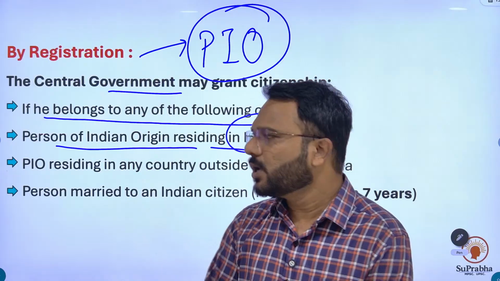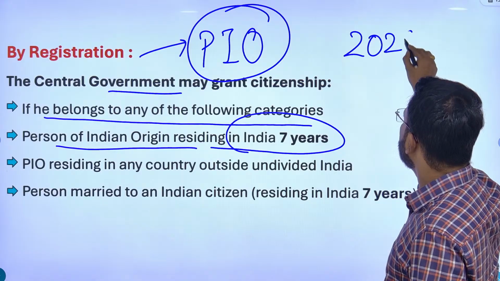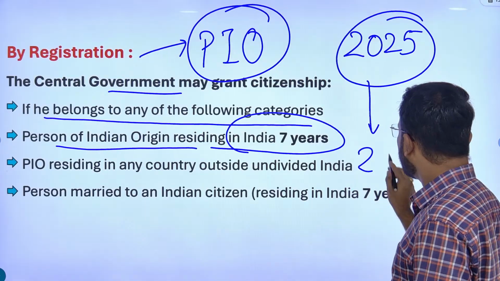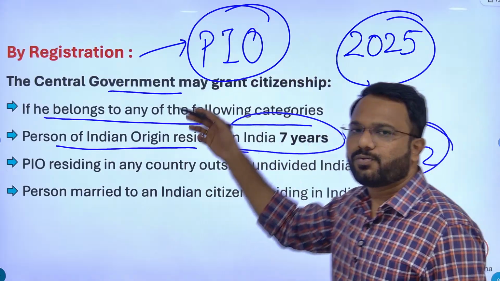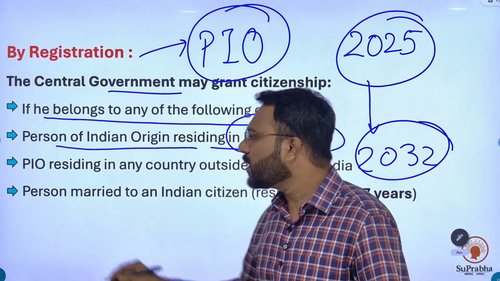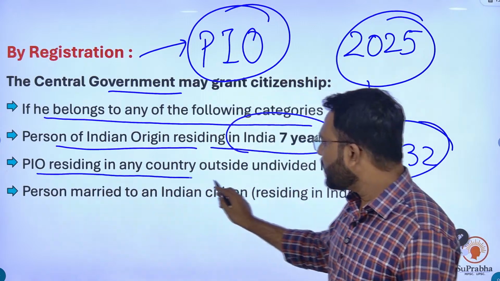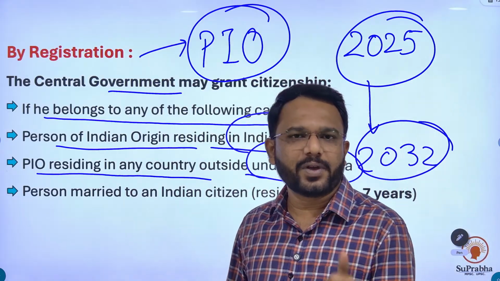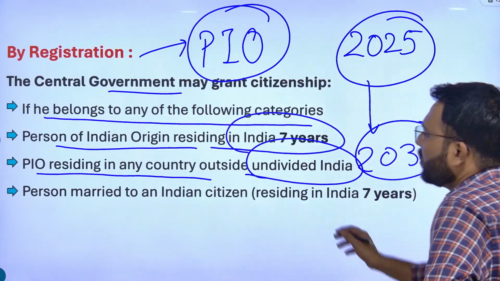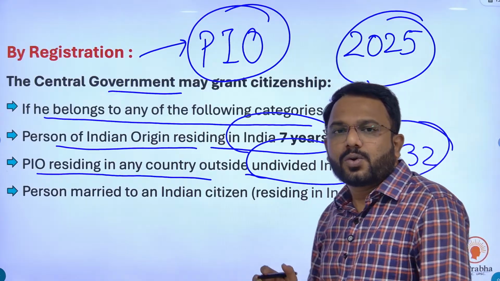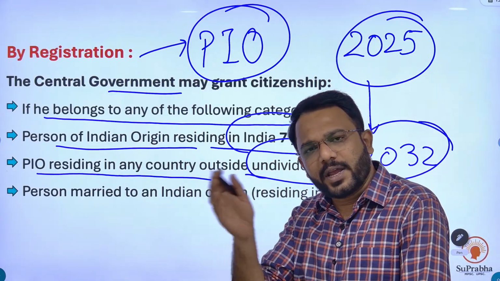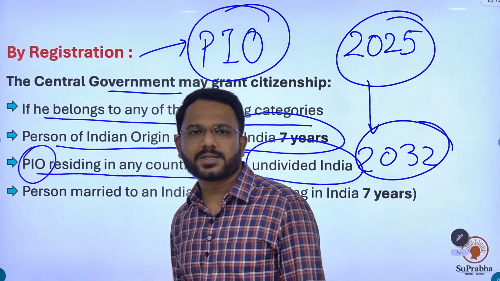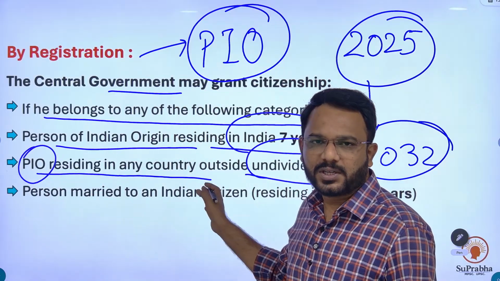So if an individual is a PIO, a person of Indian origin, he should have resided in India for 7 years. For example, a person came to India in 2025, so he has to reside in India till 2032 to apply for citizenship through registration. Next, a person of Indian origin residing in any country outside undivided India. So this registration process is available to a person residing in any country but not in Pakistan or Bangladesh. A person of Indian origin residing in Pakistan or Bangladesh cannot apply for citizenship through registration.